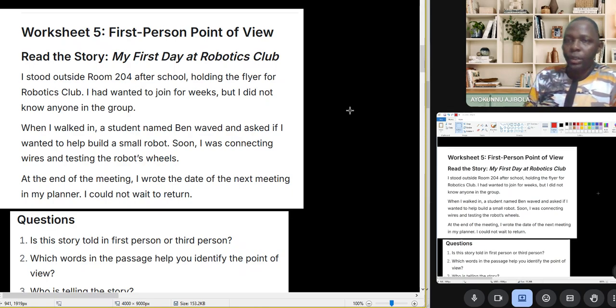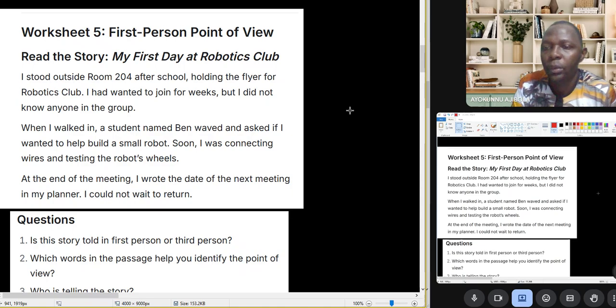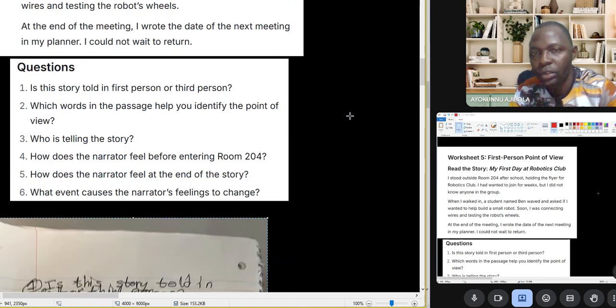Yeah. So the story says, my first day at robotics club. I stood outside room 204 after school, holding the flyer for the robotics club. I had wanted to join for weeks, but I did not know anyone in the group. When I walked in, a student named Ben waved and asked if I wanted help build a small robot. Soon I was connecting wires and testing the robot's wheels. At the end of the meeting, I wrote the date of the next meeting in my planner. I could not wait to return.